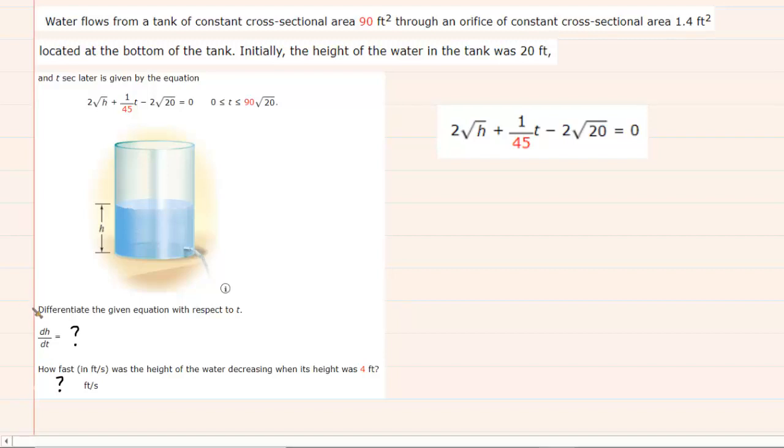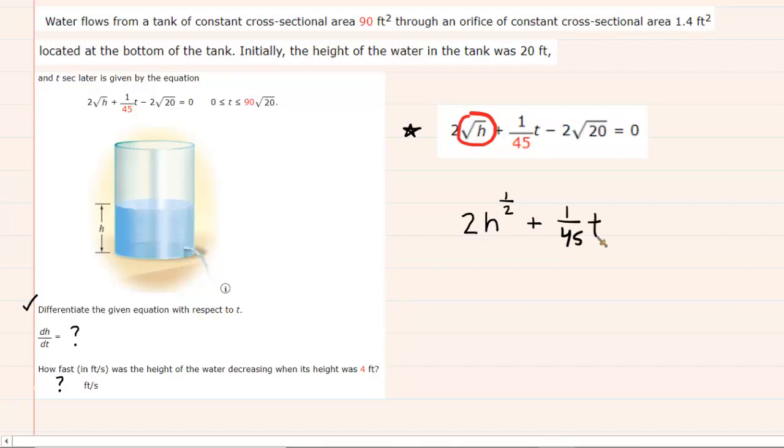In the first part of this question, we have to differentiate the given equation with respect to time. So we have recopied the equation right here, and before we differentiate it with respect to time, it's a good idea to take any variable that's underneath a square root, such as the square root of h right here, and rewrite it using exponential notation. So for instance, the square root of h can be rewritten as h to the power of 1/2. And that's going to make computing the derivative just a little bit easier.